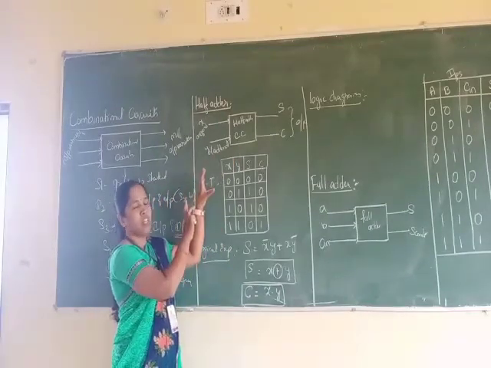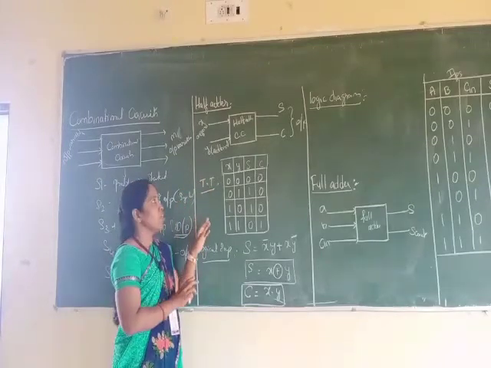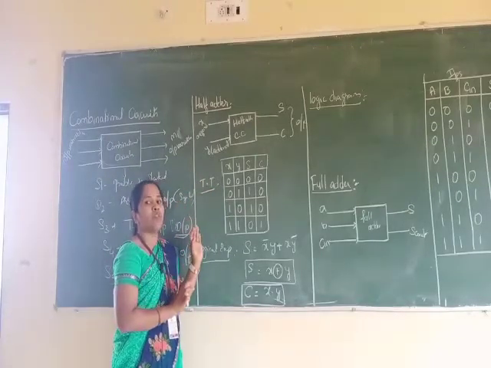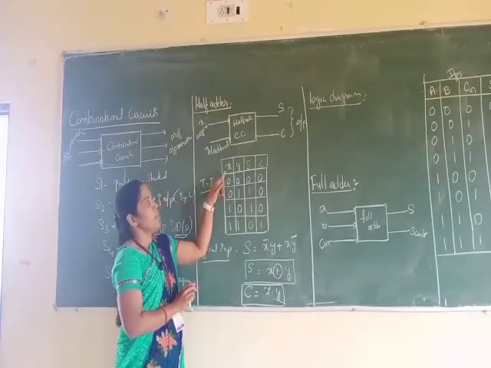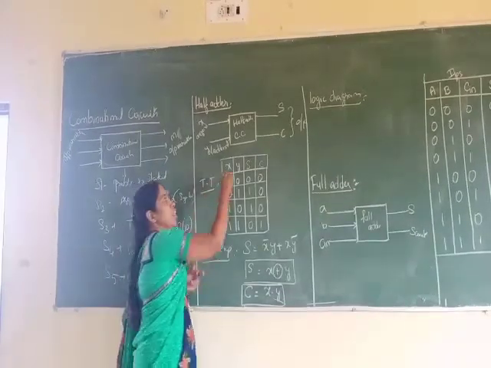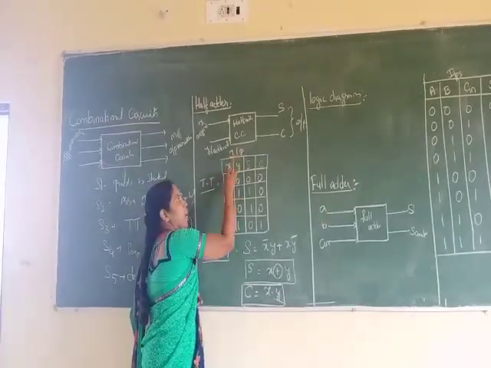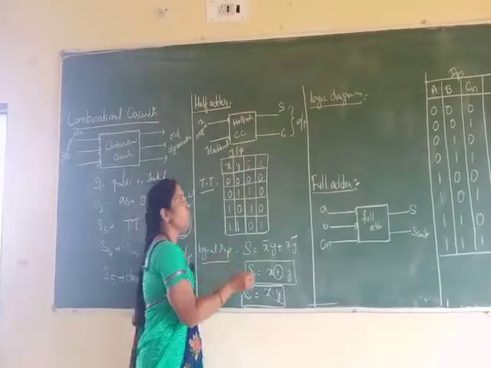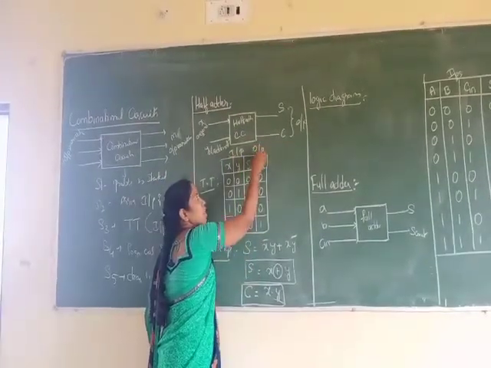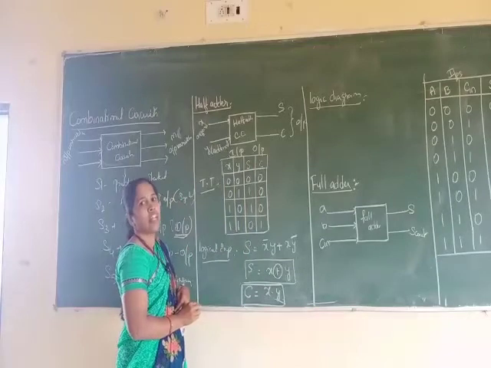Now I have given the diagram explanation. Next, I am going to generate the truth table. How many input variables am I taking here? The input variables are x and y, right? The output variables it is going to generate are sum and carry.